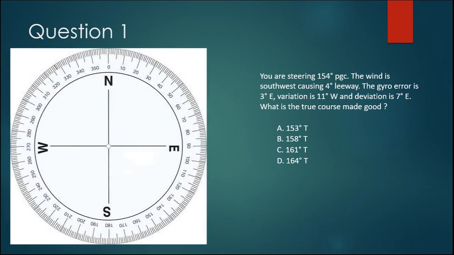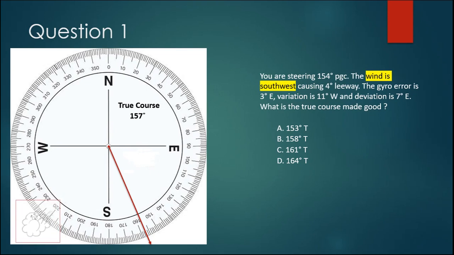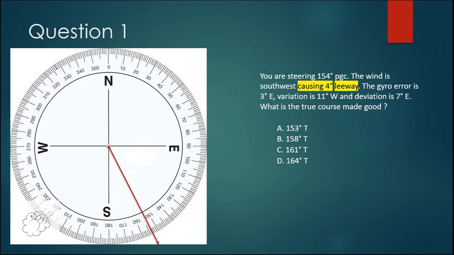While taking your exam, it's a good idea to just scribble out on your scratch paper a circle and draw the lines that you learn in this lesson. It'll help you to not make careless errors. So if we're on a course of 157 degrees true, and the wind is southwest, causing a 4-degree leeway, it's going to blow us off course 4 degrees to the lee side. So our course made good would be 153 degrees true. Your answer to this question is A.